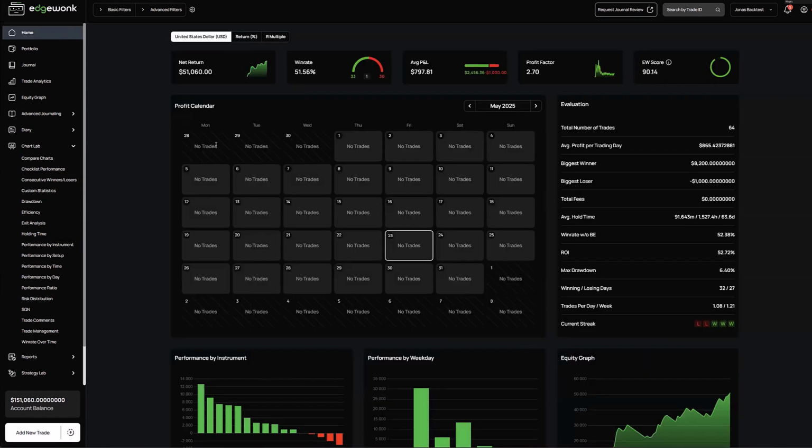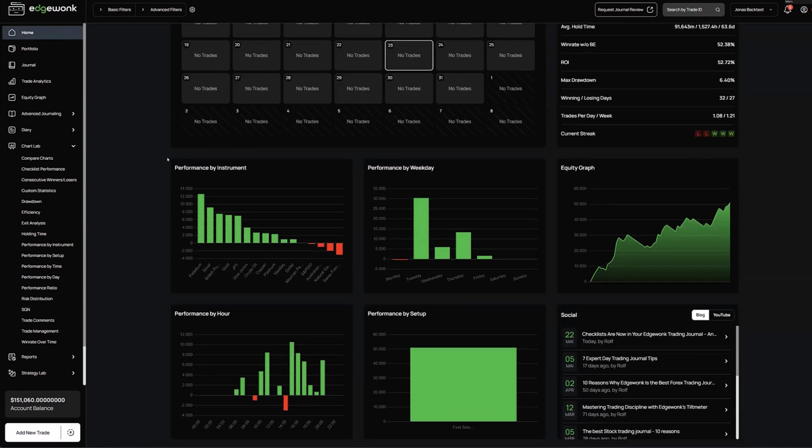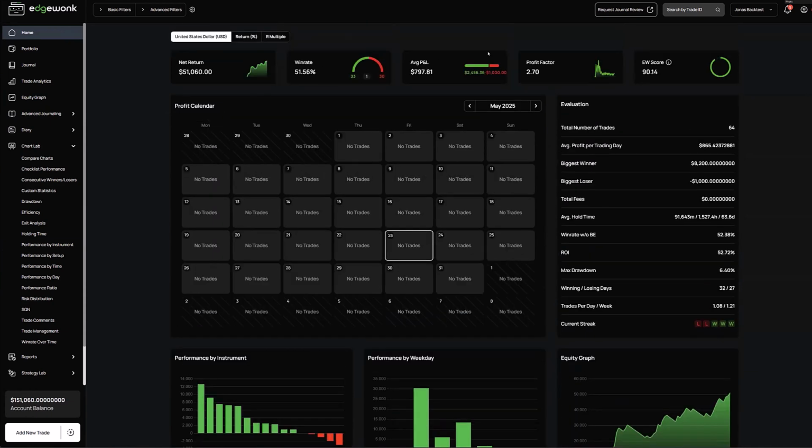Makes total sense. So I think overall it's a very good effort, a very nice example of how to use Edgewonk for a backtest. And I hope this gave the trader who submitted this journal, but also others who are doing backtests in Edgewonk or who want to do backtests in Edgewonk, some ideas on how to go about it.